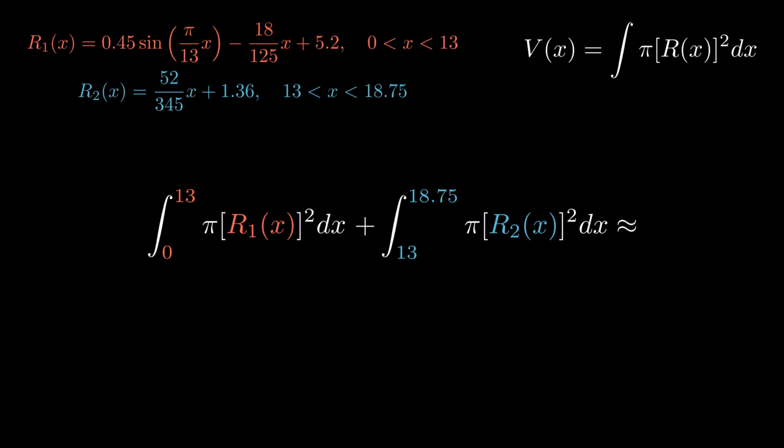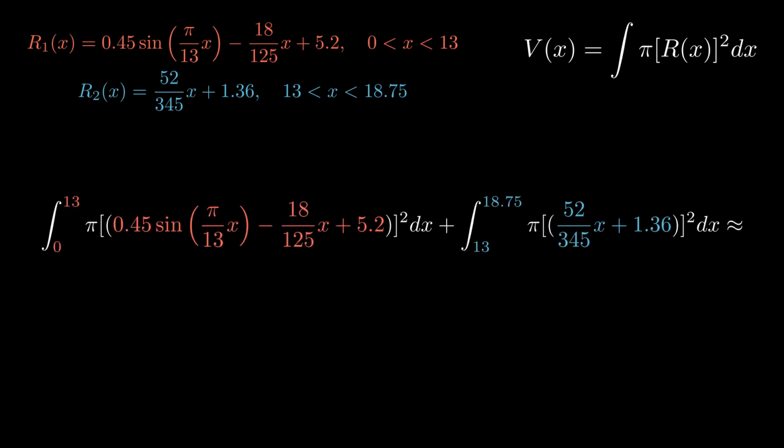Many integrals of this form become tricky, sometimes even impossible to reasonably solve by hand, so we can use a calculator like the TI-84 to solve these. Doing so and then adding them together gives us the total volume of the vase, which is approximately 1,114 cubic centimeters.